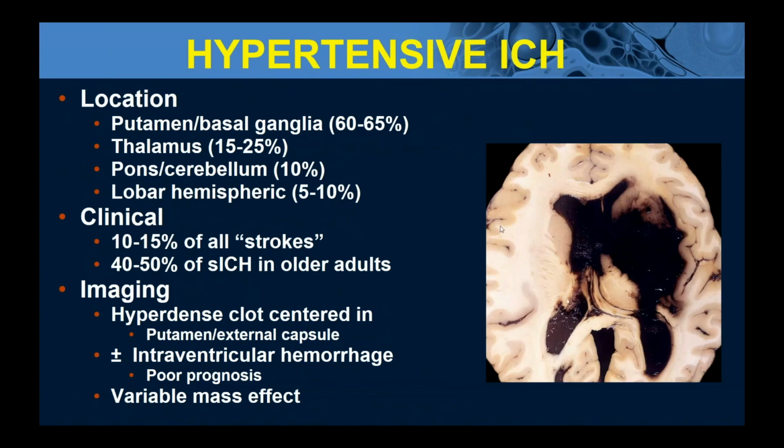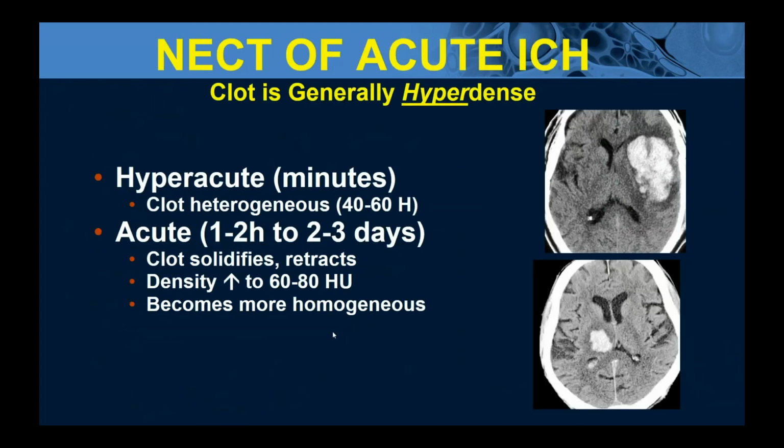If it's an older patient and we see hemorrhage in the putamen and basal ganglia, that's pretty much a hypertensive intracranial hemorrhage until proved otherwise. Two-thirds of these are right where you see it in this autopsy case, and they often dissect into the ventricles, which is a very poor prognostic sign. Thalamus is number 2, then pons and cerebellum, and so on. So we're going to see a hyperdense clot on CT scans that's centered in the putamen and the external capsule.